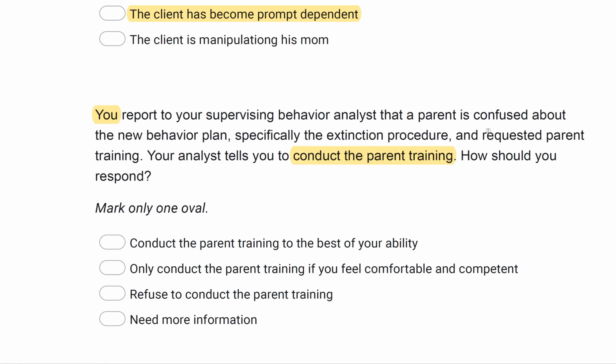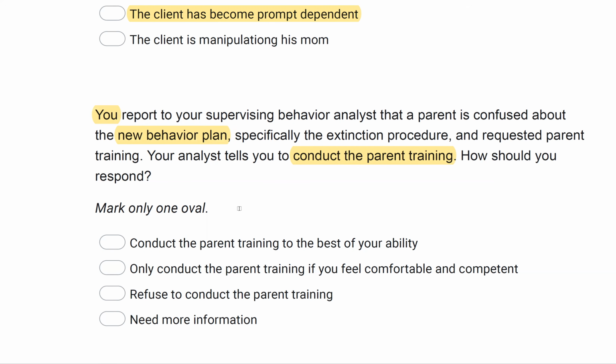So in this case, you're a technician where the analyst is asking you to conduct a parent training because the parent was confused about the new behavior plan. Now, what do we know about behavior technicians and your role in parent training? Well, you are there to assist, right? You're more than welcome to assist. And given permission, you can use or implement some sort of parent training. Now, are you required to? Not necessarily, because that is not necessarily your role. So given this situation, you've got a choice.